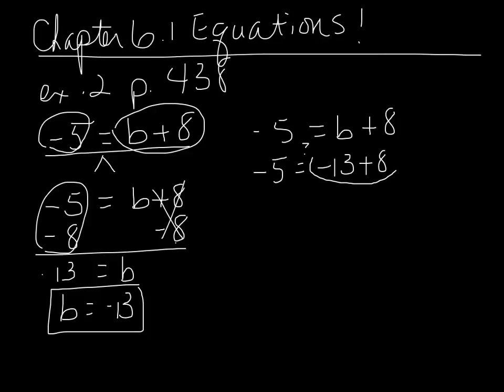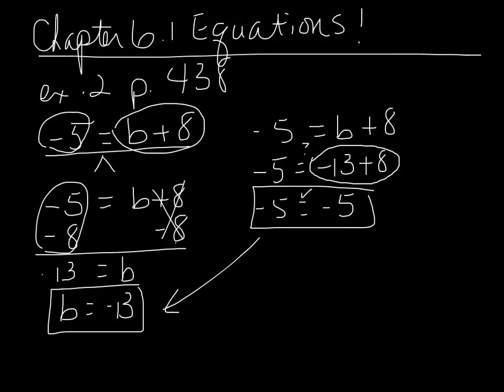So we're working here. The only thing we can do is negative 13 plus 8. They're different signs, so you subtract, you get 5, and the 13 takes it. Sure enough, negative 5 equals negative 5. So your check is negative 5 does equal negative 5. So the answer of the value of b is negative 13.